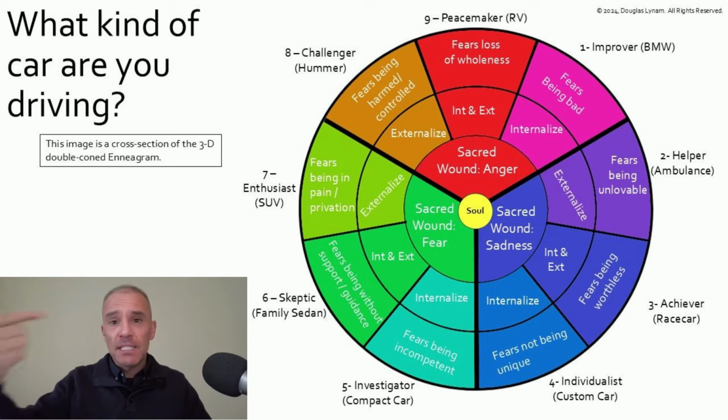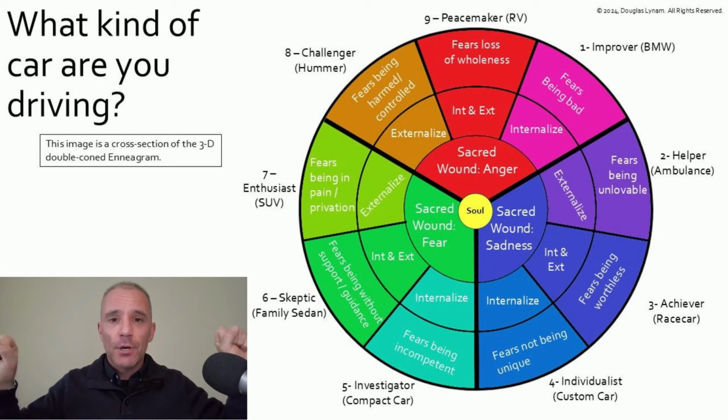And then if we move to type 7, the enthusiast, I call them the SUV. They're the kind of go anywhere, do anything ego vehicle of the Enneagram. But their externalized fear means they're afraid that the external world isn't going to meet their needs, their physical needs, their emotional needs, their intellectual. So they're going to go out and get what they want. Basically, they struggle with gluttony and they struggle with more.